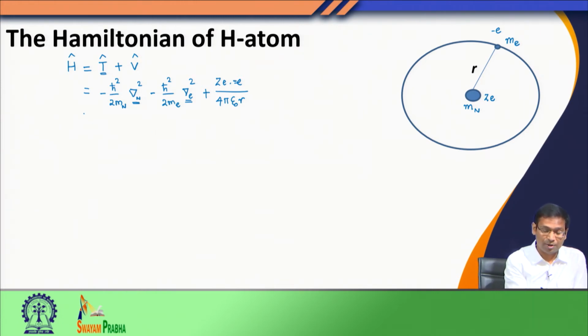So, this potential is V, and this is a function of r, that is the internal distance between the electron and the nucleus. What about this?